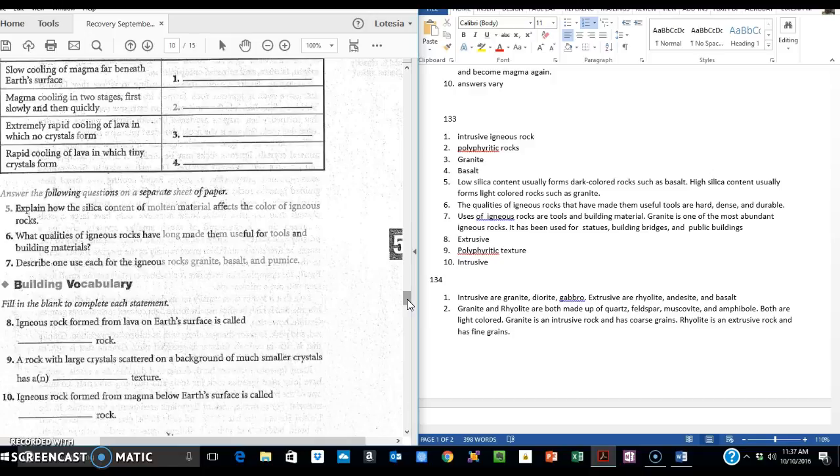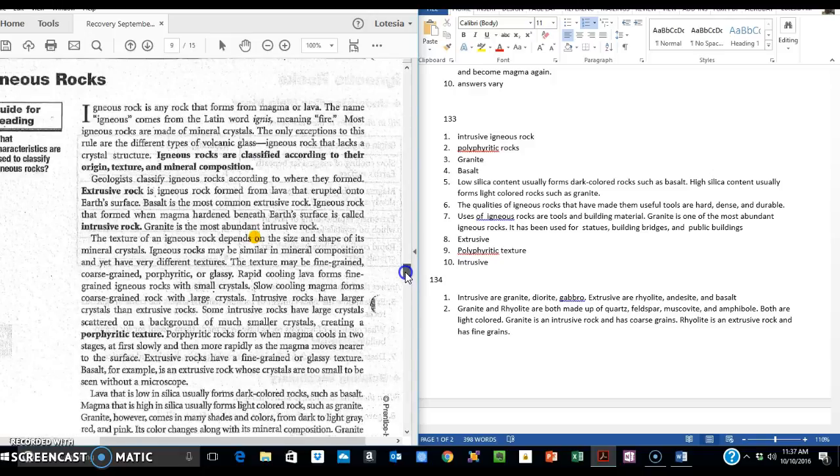Again, the information is going to come from the passage. Number 5, explain how silica content of molten material affects the color of igneous rocks. Well, if you go back to your passage, let's see how quickly I can find it. Slow cooling magma forms coarse grained rocks with large crystals. Intrusive rocks have larger crystals than extrusive rocks. Some intrusive rocks have large crystals scattered on the background of much smaller crystals, creating a porphyritic texture.